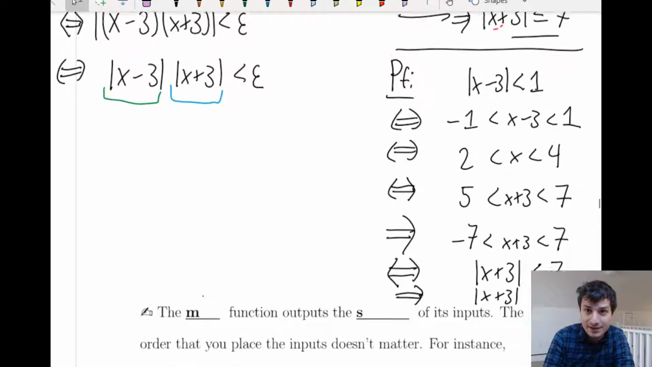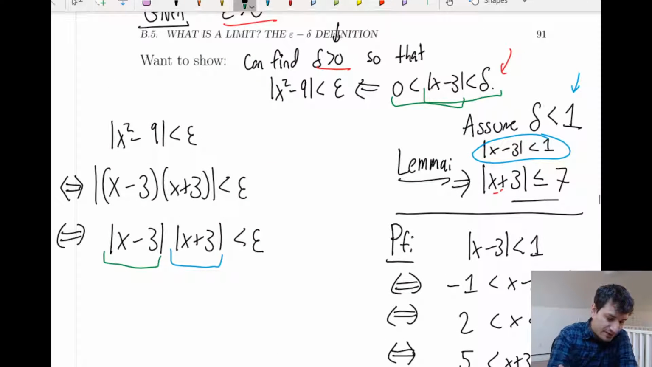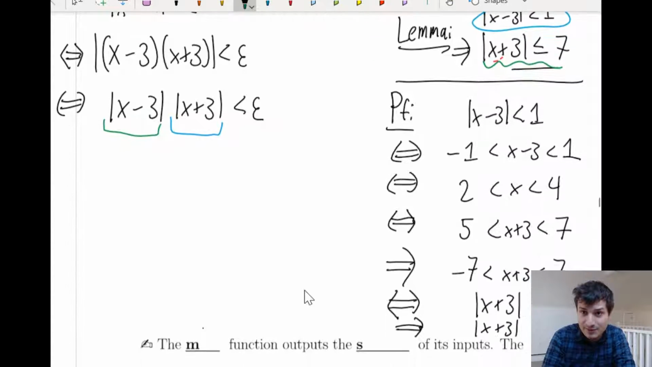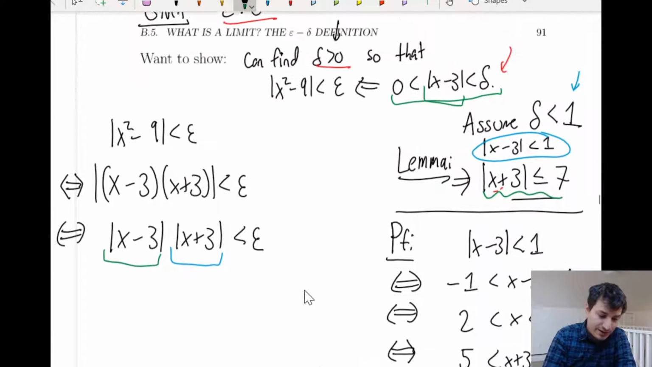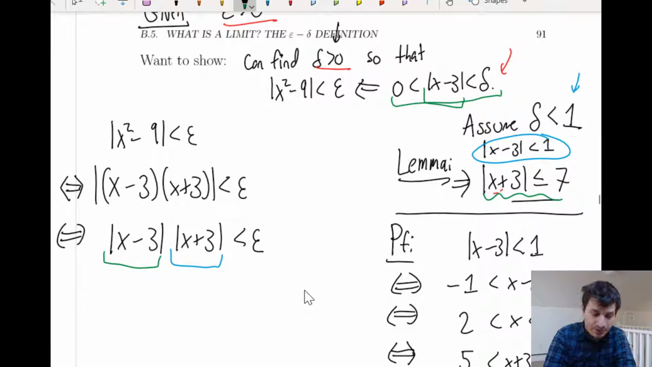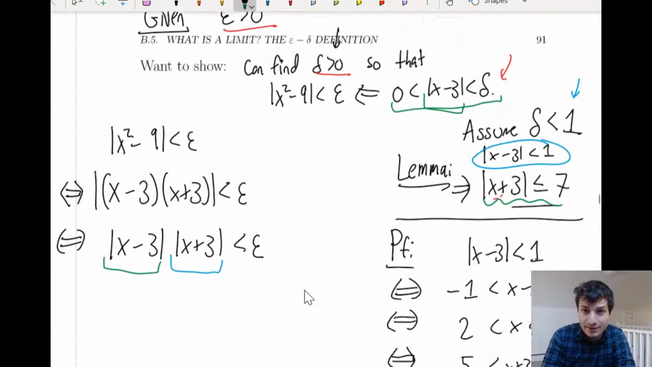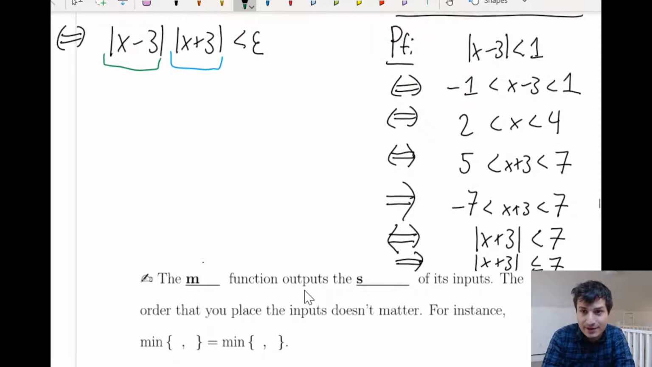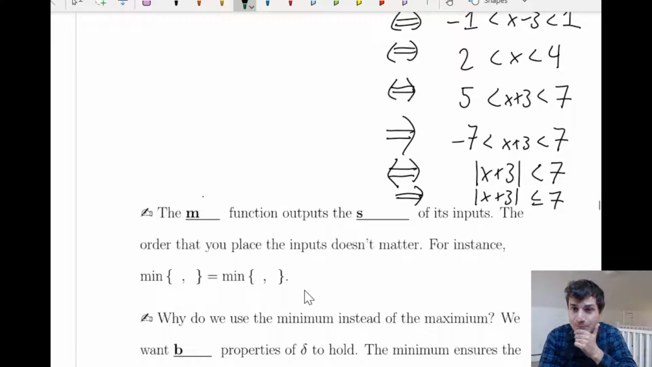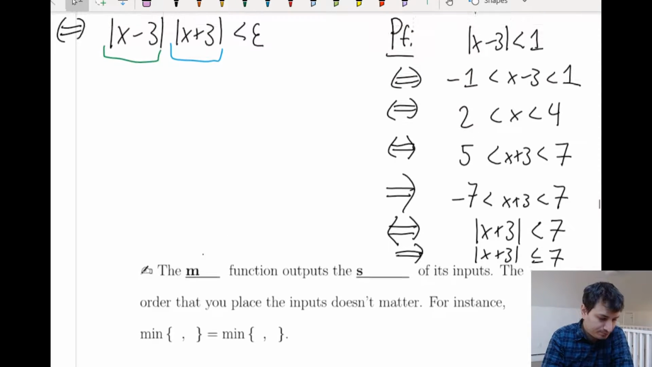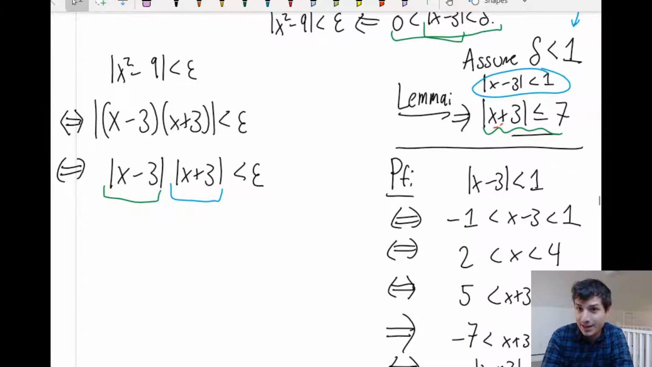And the lemma is telling us that we have the bound x plus 3 in absolute value less than 7, less than or equal to 7. And that works as long as we assume delta is less than 1, because when delta is less than 1, we have x minus 3 in absolute value is less than 1. And that's how the proof went. So this proof is very similar to the inequality proofs that you had. You just have to keep an eye on what you want, what you have, and put it all together. Okay, so that's the lemma. And now we're in good shape.